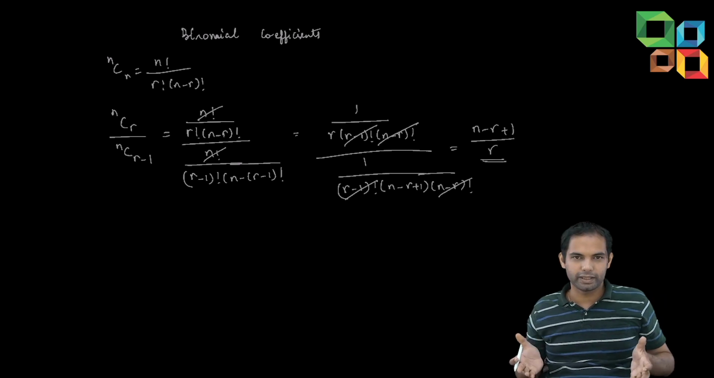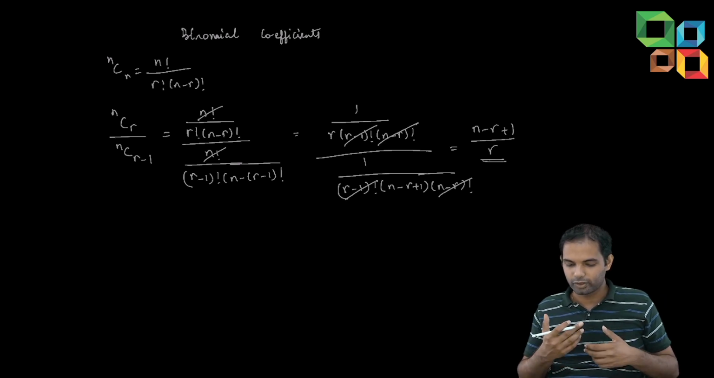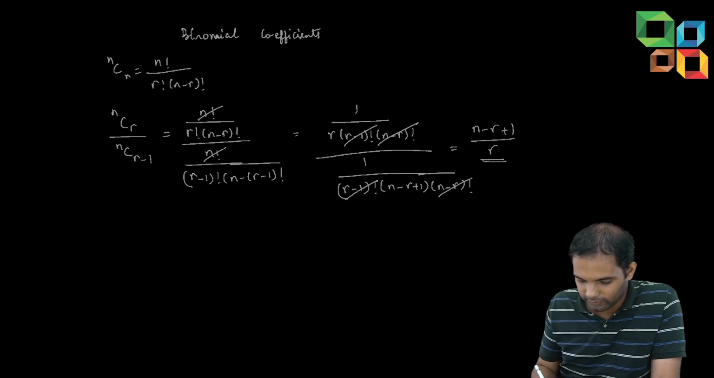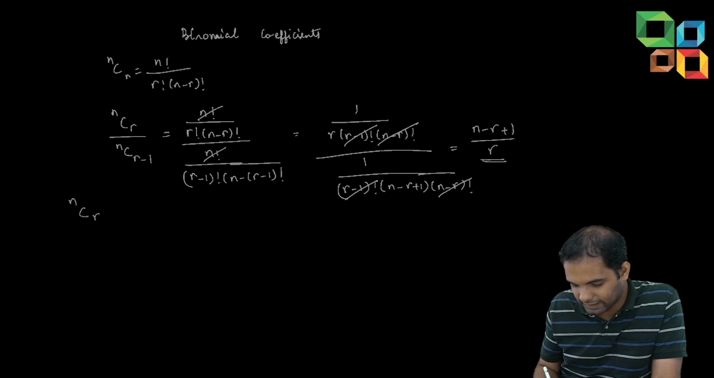So this is one of the properties. I don't want you to remember. You can always divide and figure out. But you should be able to figure out. The thing is, whenever you have coefficients very close, this ratio is very important. You can see one more example. Instead of having nCr by nCr minus 1, you can even think of n minus 1 Cr minus 1.